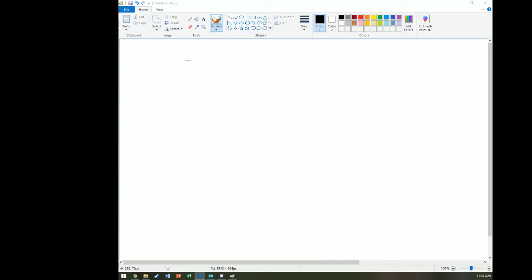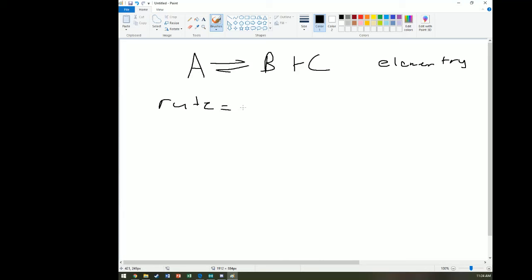Now let's consider one elementary reaction here. Let's actually generalize this a bit more: A is equal to B plus C. So we know that the rate of this reaction, since this is elementary, equals k times A.